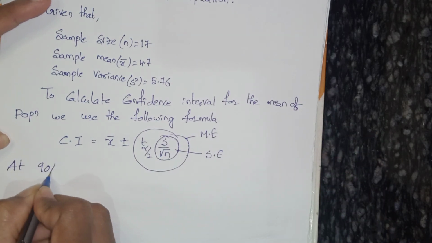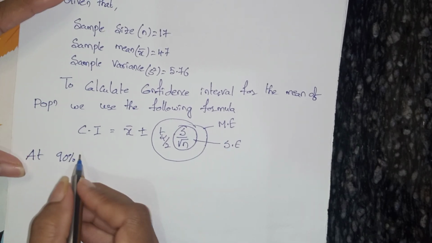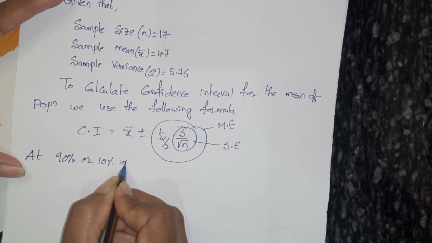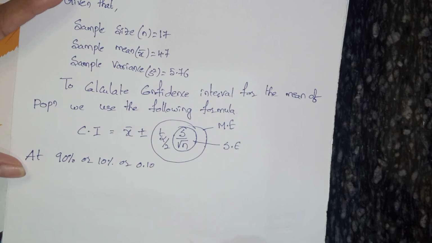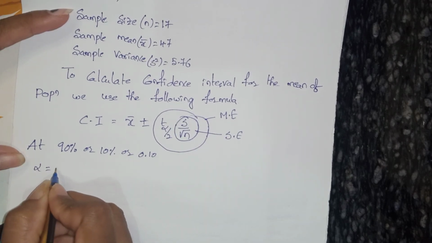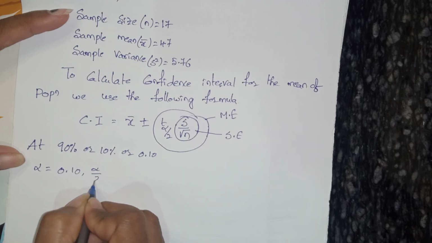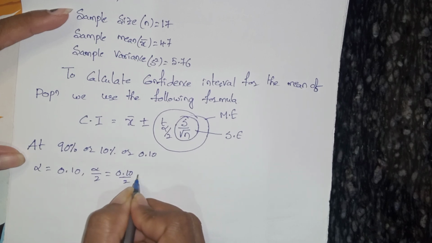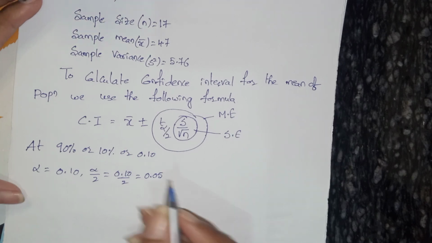Now we are going to calculate at 90%. At 90% in the sense what? Nothing but we can say it as 10%, or else we can also say 0.10. Alpha equals 0.10. Alpha by 2 equals how much? 0.10 divided by 2 equals 0.05.